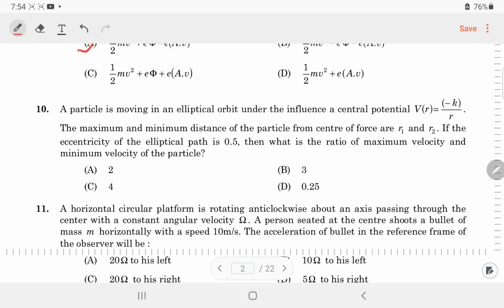Next question. A particle is moving in an elliptical orbit under the influence of a central potential V of r equal to minus k by r. The maximum and minimum distances of the particle from the center of force are r1 and r2. If the eccentricity of the elliptical path is 0.5, then what is the ratio of maximum velocity and minimum velocity of the particle? The answer is option B, 3.